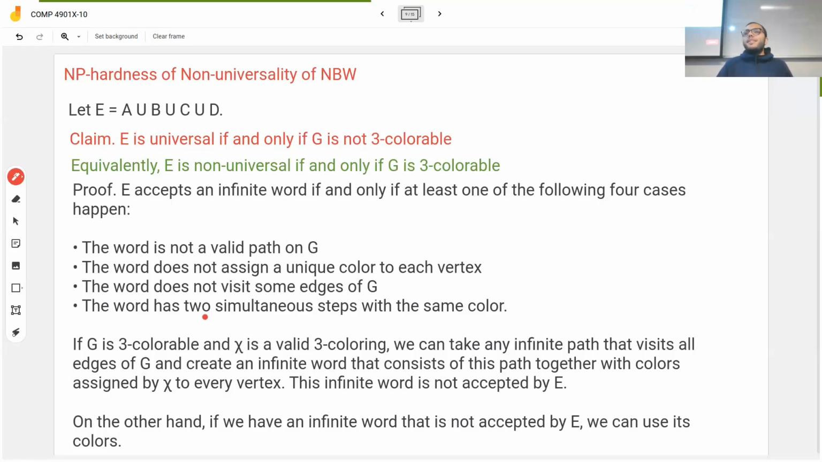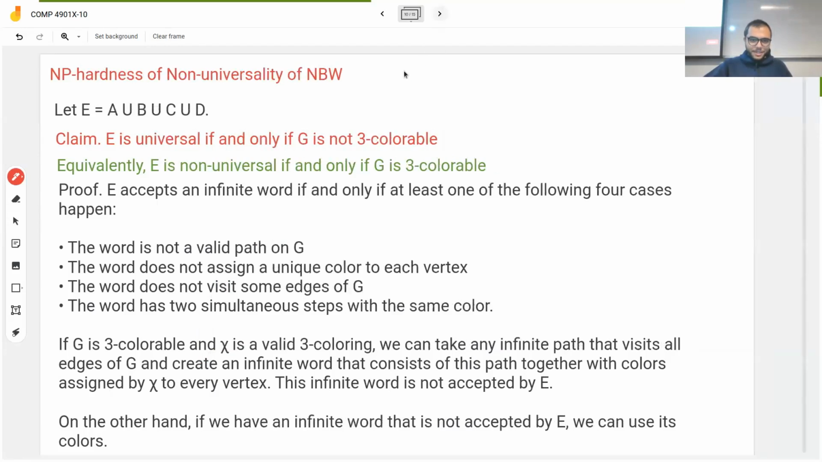And we know that tricolorability is NP complete, so non-universality is NP hard. Yeah, I mean, the other side is also quite easy to prove. Like, if you do have a valid tricoloring, you can create an infinite path that goes through all of the vertices with the right colors, and then that path will not be accepted by E. Okay.